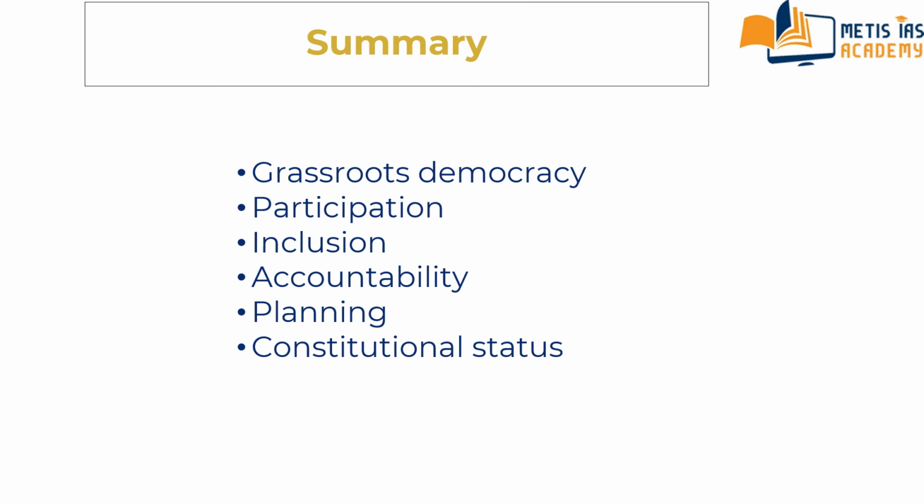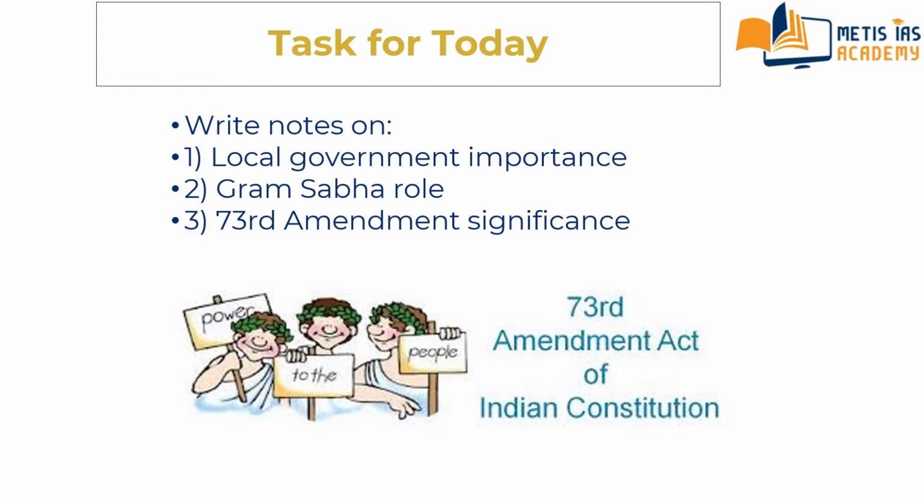To summarize, Panchayati Raj deepens grassroots democracy, enables direct participation, improves representation, strengthens accountability, facilitates planning, gains constitutional backing, and is tested across UPSC stages. This entire chapter is summarized into these six lines. So you have to keep this in mind. Your task is simple. Write short notes on why local government matters, the role of the Gram Sabha, and the significance of the 73rd Amendment. Observe how NCERT transforms into UPSC governance.